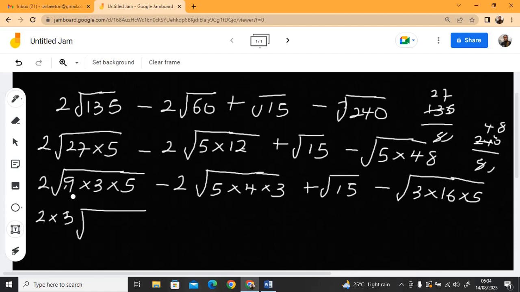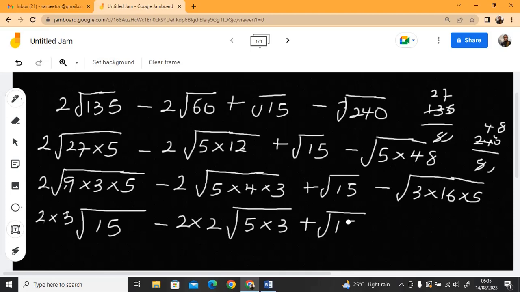This one is half of it now. So 3 times 5 is 15. Minus 2. You know, square root of 4 is 2. 2 times 2 times 2. Then under the root, what you are left with is 5 and 3. That is 5 times 3. Now this one is already a non-perfect square. So you just leave it like that. You are not multiplying anything with it.